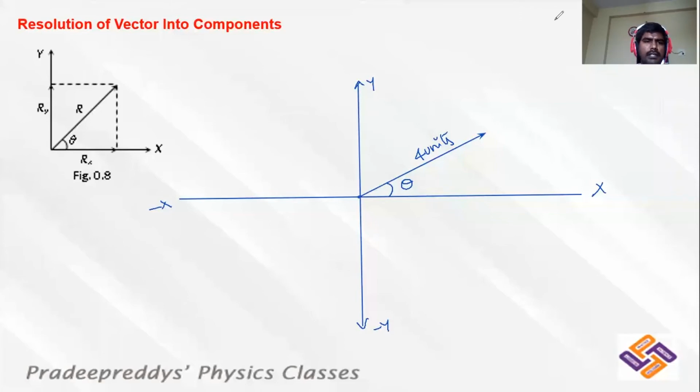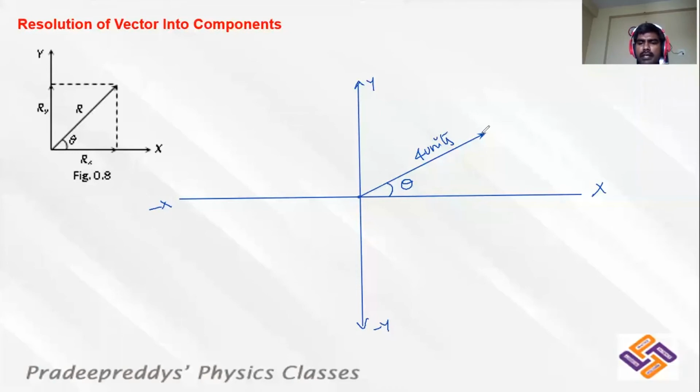So far we have learnt that when a vector is given to you in terms of its components, you can find its magnitude, you can find the angle made by the vector with the x-axis, and also we have learned how to add different vectors in different directions. Now let us see what is meant by resolution of vectors.